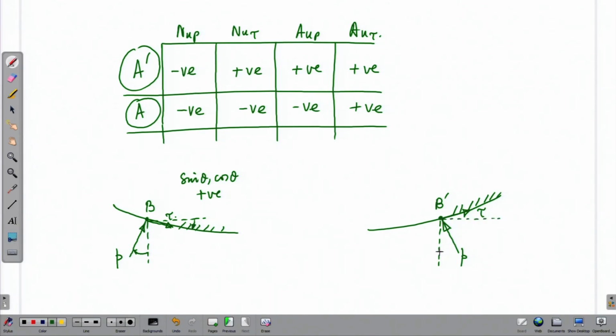You can see that you have to travel counterclockwise. Therefore, what happens is sin theta becomes negative, while cos theta remains positive. We have to be very careful about these signs.